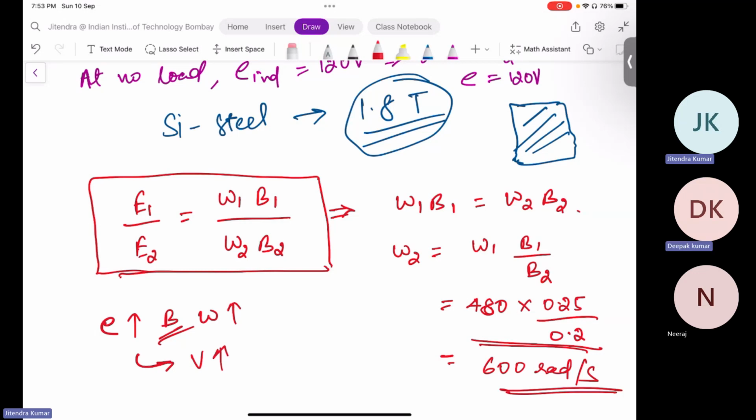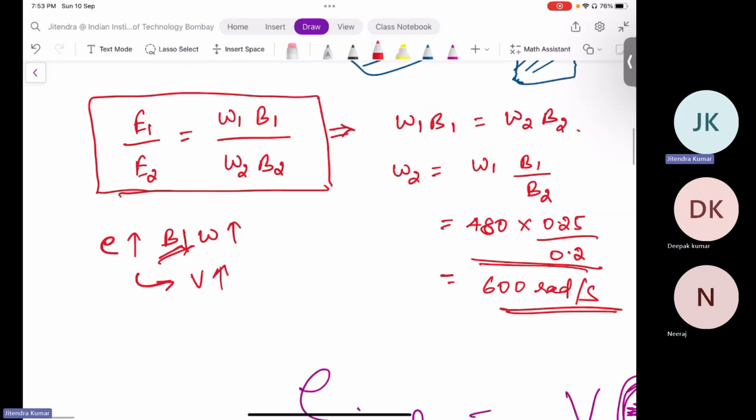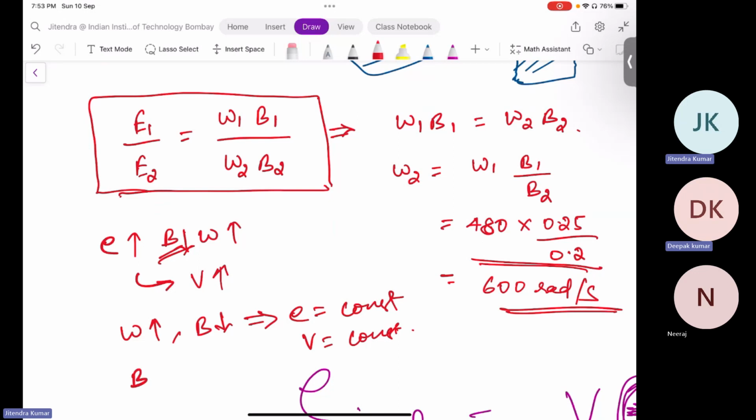But now, since you increase the speed and reduce the flux density, you are maintaining constant induced EMF. Essentially, you are increasing omega and reducing B. It means you are keeping EMF constant, so V will also be constant, more or less. If you kept B constant and increased the speed, you would be incrementing the EMF, and it will lead to V increasing.